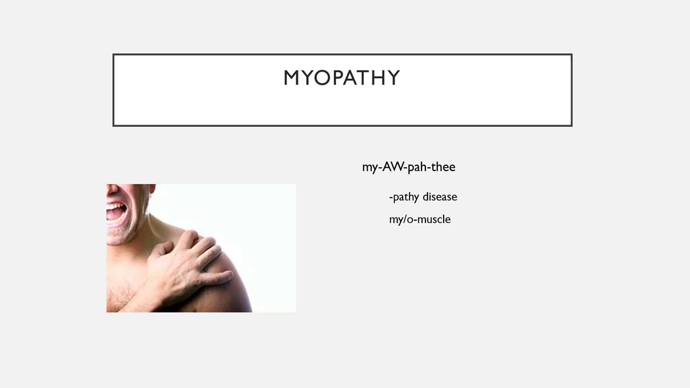Myopathy. A myopathy, pathy is disease, myo is muscle. So a myopathy is a category that includes different diseases of the muscles. If you have a myopathy, you have some type of muscular disease.